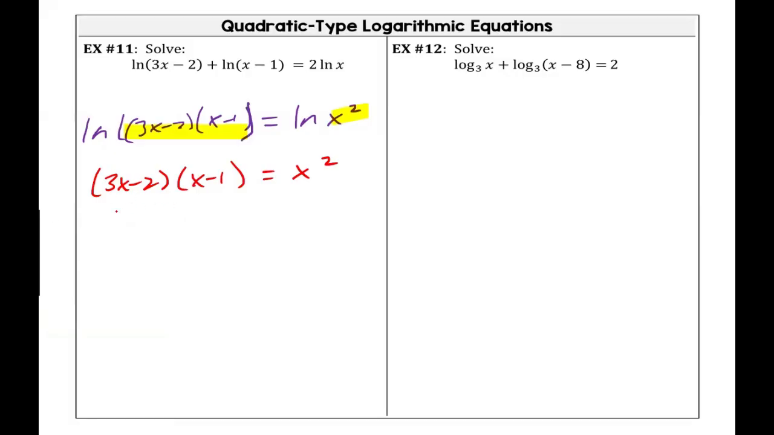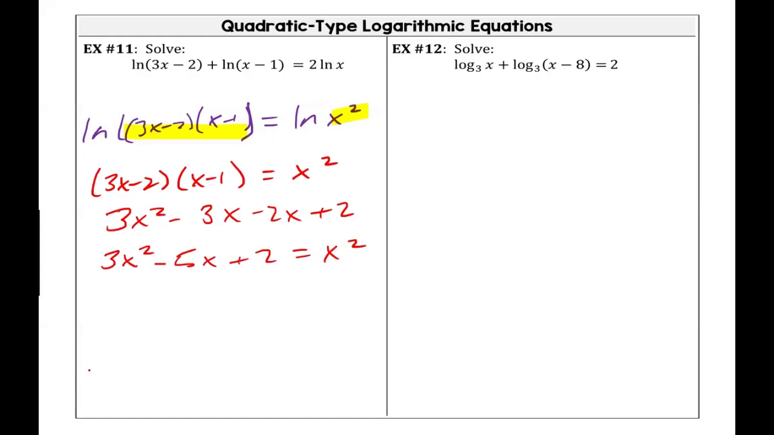So when I keep going, I end up with 3x squared minus 3x minus 2x plus 2, which gives me 3x squared minus 5x plus 2 equals x squared. So it just essentially became a what now? A quadratic. And with my quadratic, I end up with 2x squared minus 5x plus 2 equals 0.